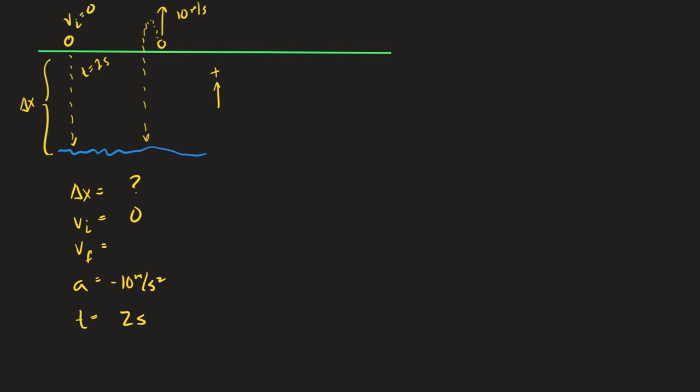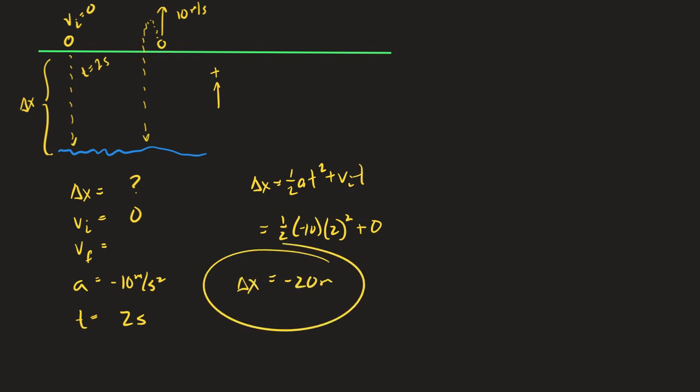So I'm going to use delta x equals 1/2 at squared plus vi times t. That's going to be equals 1/2 negative 10 times 2 squared plus 0. 2 squared is 4, half of 4 is 2, and 2 times 10 is negative 20 meters. So the bridge is 20 meters above the water level.